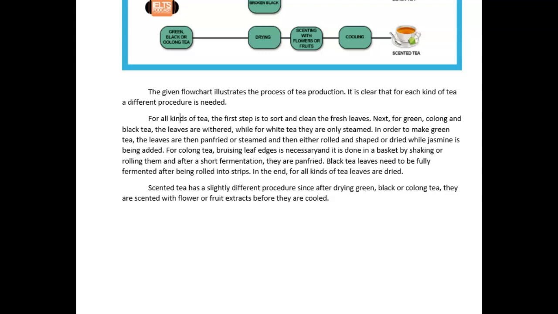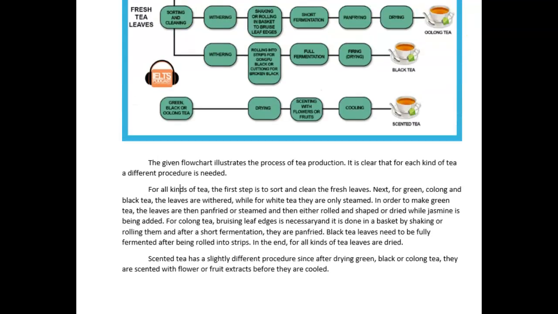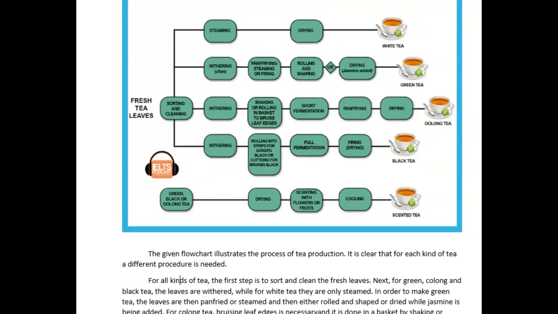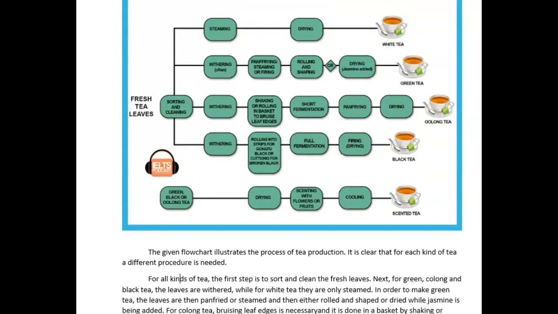The given flowchart illustrates the process of tea production. It is clear that for each kind of tea, a different procedure is needed. All right, that's a little vague for an overview here. That's true, they all do have different procedures. I think there's a lot of things you could say here for an overview.